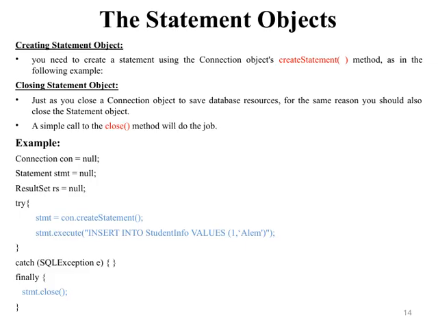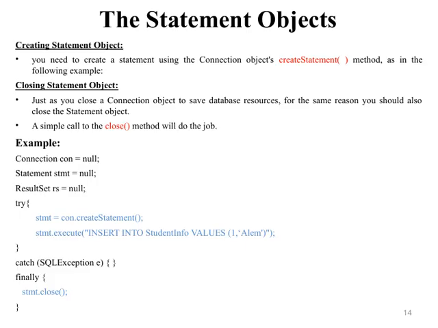In the example here, notice how we first initialize our connection, statement, and result set objects to null. Then, inside the try block, we create the statement and execute a SQL insert command. After the try block, in the finally block, we close the statement with statement.close(). This pattern ensures that resources are properly managed, even if an exception occurs.